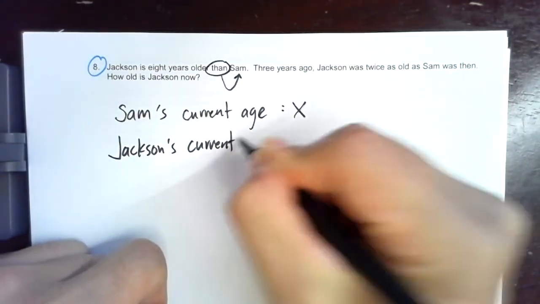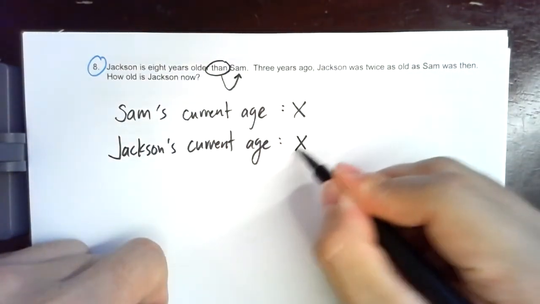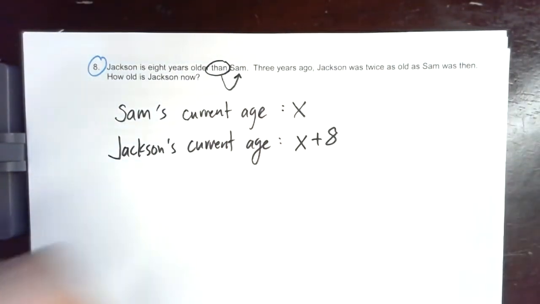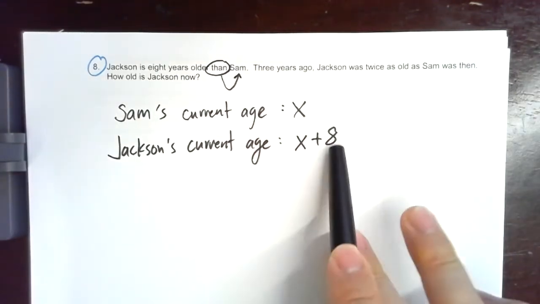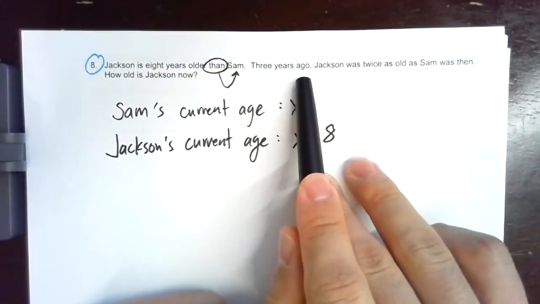Jackson's current age is 8 years older. So let's say X plus 8. And that should make sense to you, right? Especially for those that have siblings and whatnot. You should realize you can compare two people and their ages. Jackson is 8 years older than Sam, right?